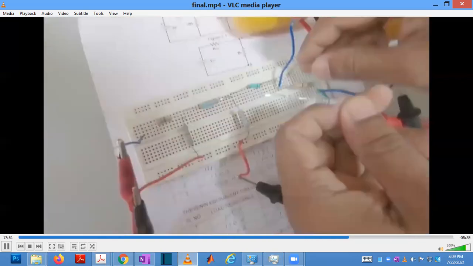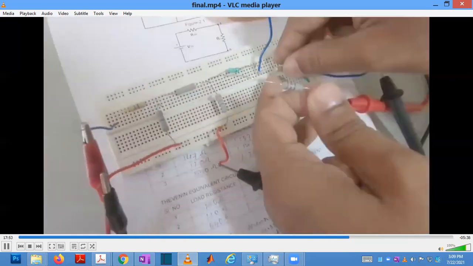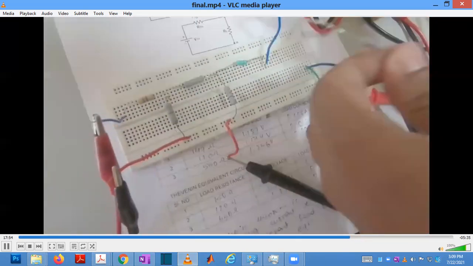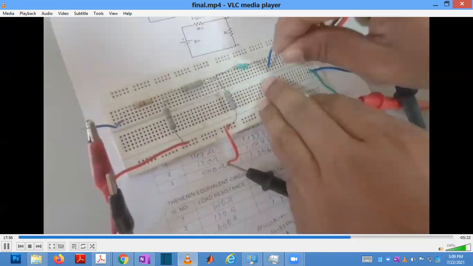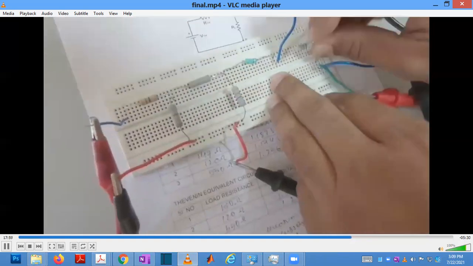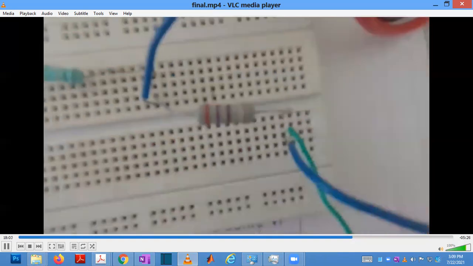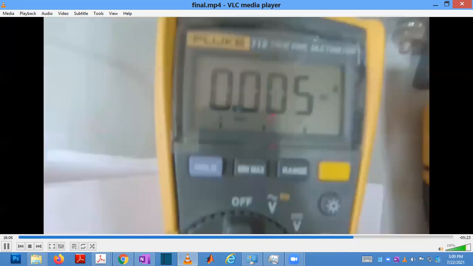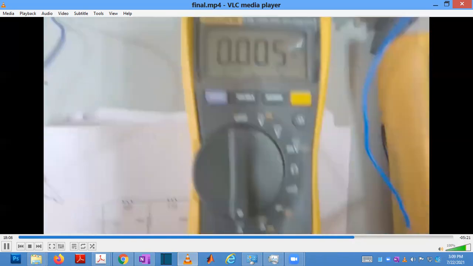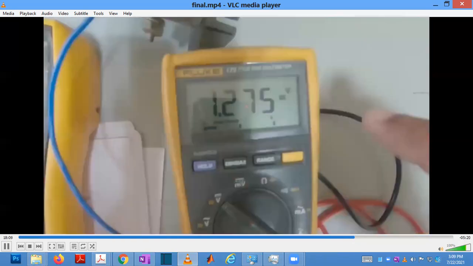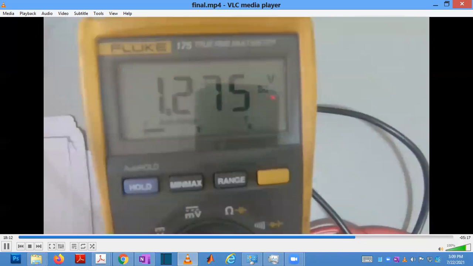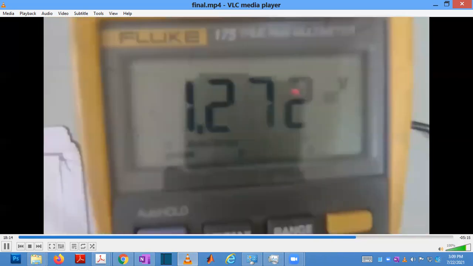Next I am changing to another resistance value. So you do it for three resistances. Note down the resistance values and take the readings. For the third resistance I am getting a current of 0.005, so the voltage will be 1.275. So like that you can do it.